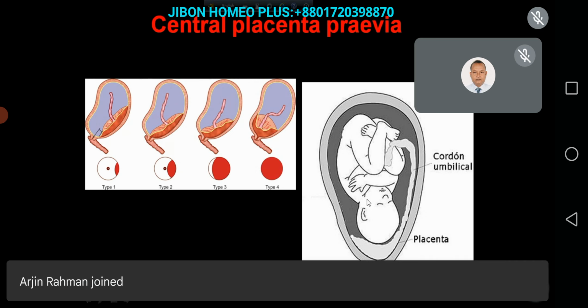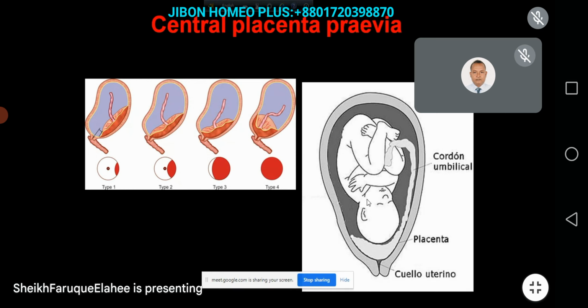Now how can you know it as a homeopath? If a patient comes to me, how do I understand this is a case of central placenta previa? This is easy, I am telling you. The patient will come and say, Doctor, I have 6 months pregnancy or maybe 7 months pregnancy, and off and on I have vaginal bleeding, a little bit, sometimes more, sometimes less. This is called antepartum hemorrhage. This may be accidental hemorrhage or maybe placenta previa.